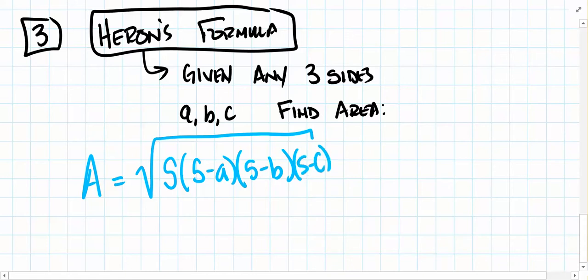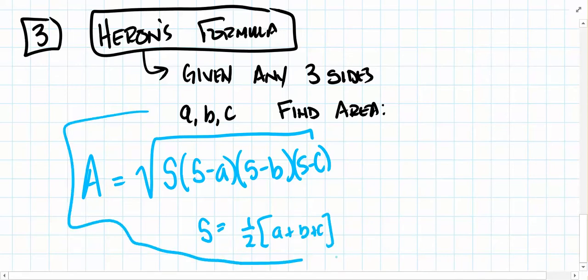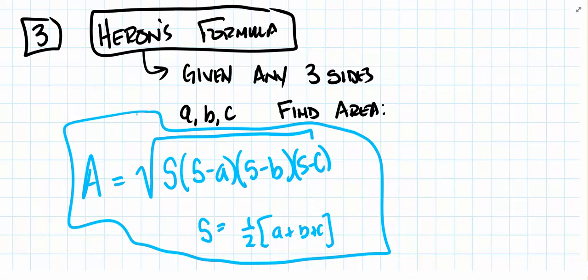Okay, so what is the S then? S is this very special number. All it is, it's 1/2 of all three sides added up: a plus b plus c. That's it. That's all it is. So this right here is the idea for Heron's formula. Given any three sides, all you do is add up the perimeter, that's what the sides are, divide by 2, and that's your S value. And that value gets used inside the square root.